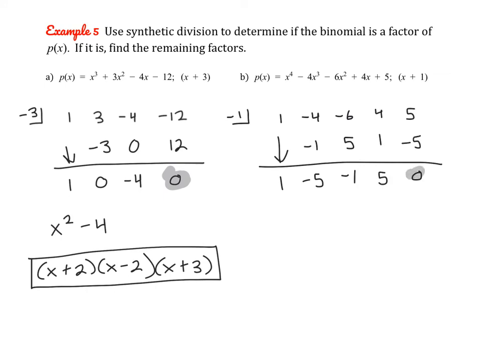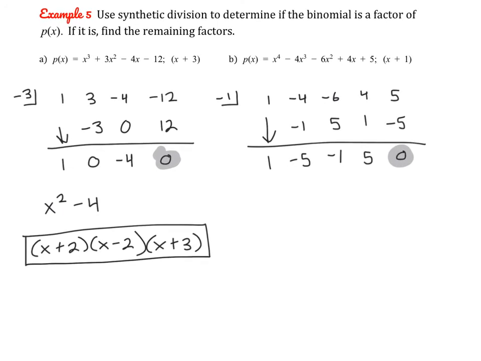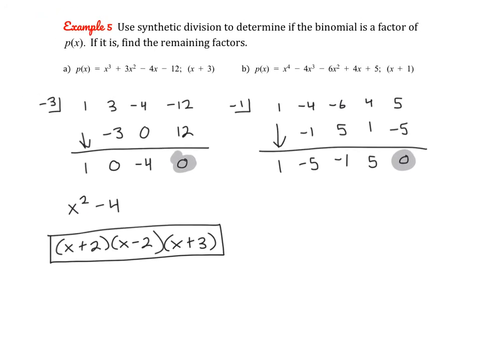So again, here we have a remainder of 0, which means that x plus 1 is a factor. So let's see what we have left. That gives us x cubed. Remember, we always start 1 degree lower than the original. Minus 5x squared minus x plus 5. So to factor this one, since there's 4 terms, we know to check to see if we can factor by grouping. So I'm going to group our terms.